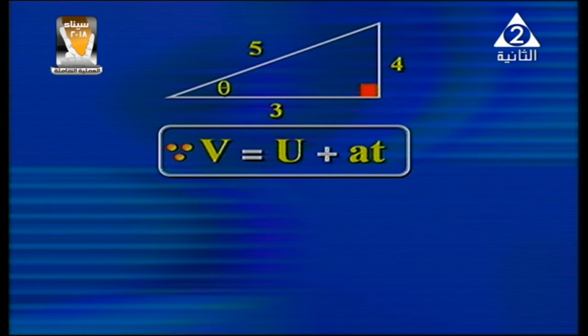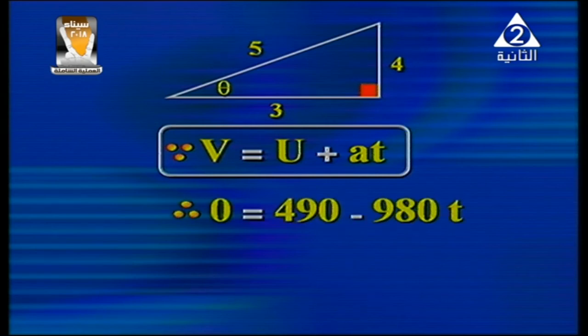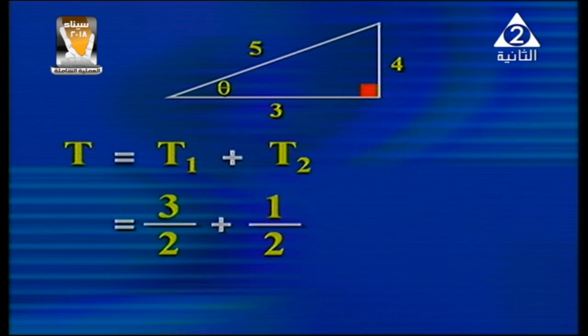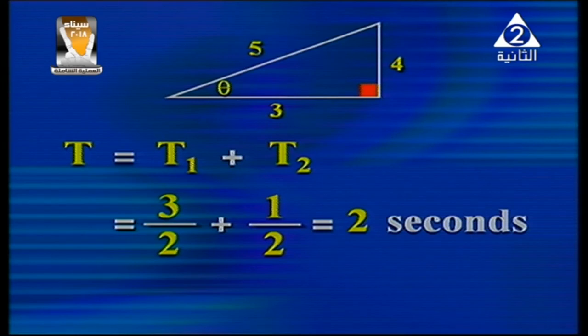After that, since v equals u plus at, by substitution v equals 0 and acceleration 980 with negative. To find the value of t, then t equals half second. Then total time T equals t1 plus t2. The first t1 equals 3/2 and t2 half second. By adding, 3/2 plus 1/2 equals 4/2 equals 2 seconds.